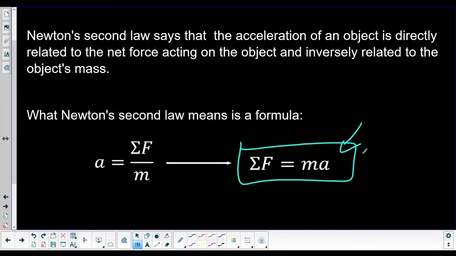So here's Newton's second law. Newton's second law says the sum of forces is equal to the mass of the object times the acceleration of the object. All right. So there it is.